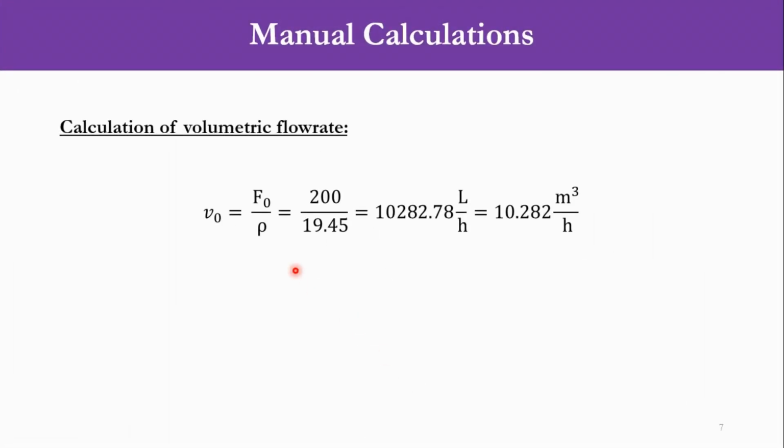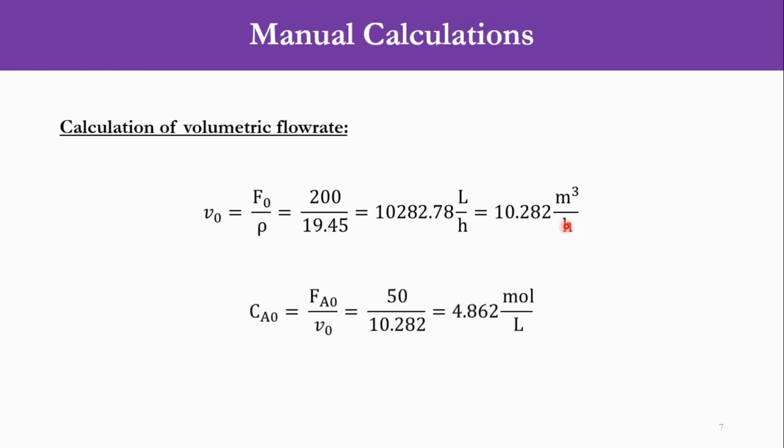So for volumetric flow rate, we know it can be computed by dividing the total flow rate by the average molar density. That is 200 kmol per hour divided by 19.45. The answer comes out to be 10282.78 liter per hour, or 10.282 cubic meter per hour.